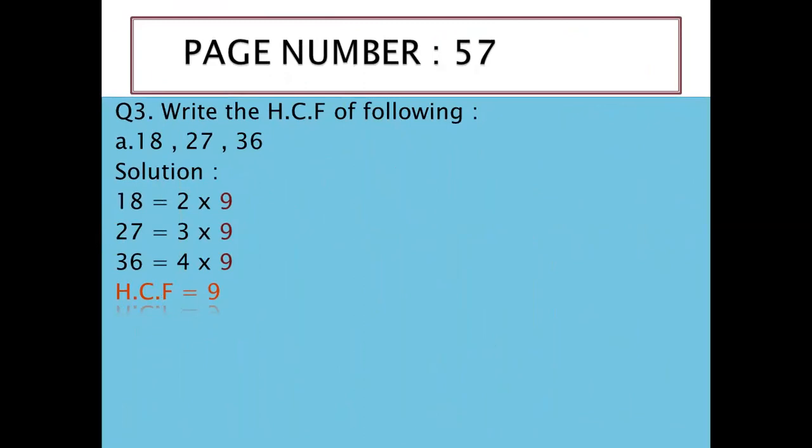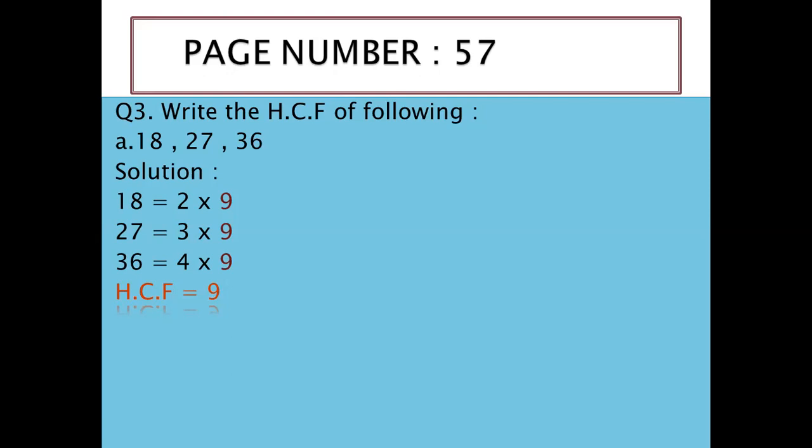Question number 3 is regarding HCF. There are 4 parts of this question. Part A is 18, 27 and 36. 3 numbers are given, but in the question they didn't mention to find the prime factors and after this find the HCF, or to convert these numbers into their prime factors.